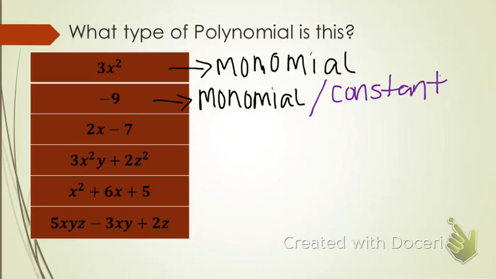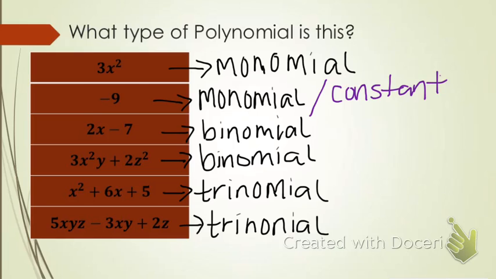Next we have a binomial. As you can see, this binomial has two monos. It has a 2x, which is a monomial, and it has a -7, another mono. So therefore, two monos make a binomial. Same goes for the next example. And the last two examples are trinomials.